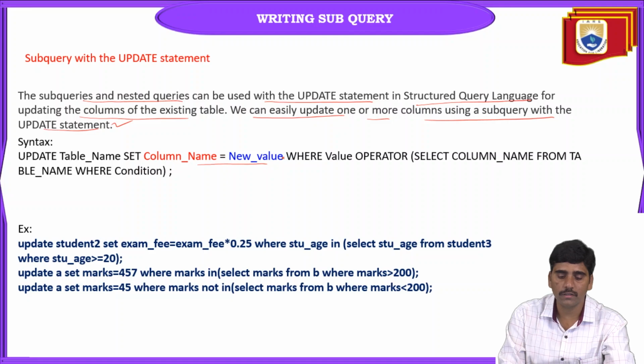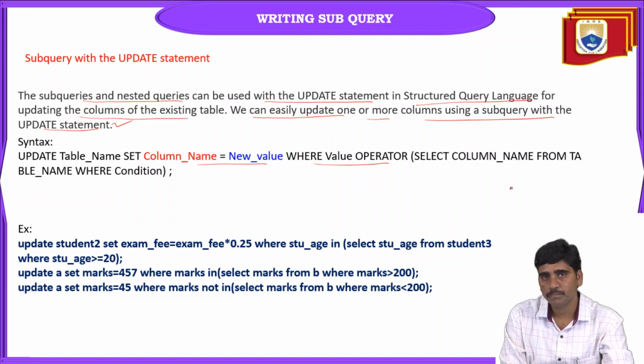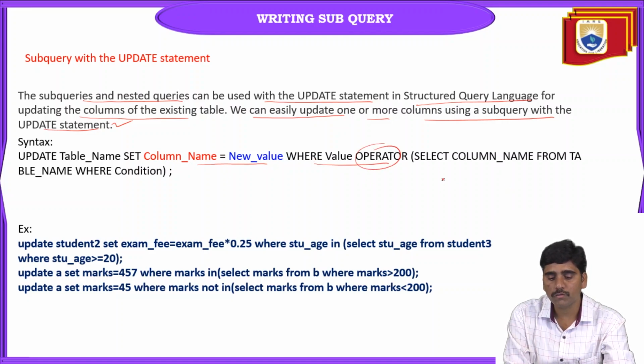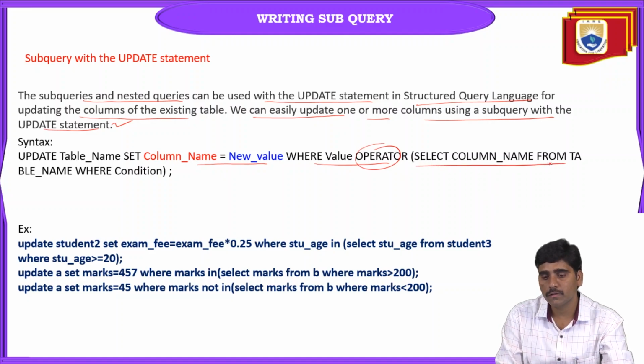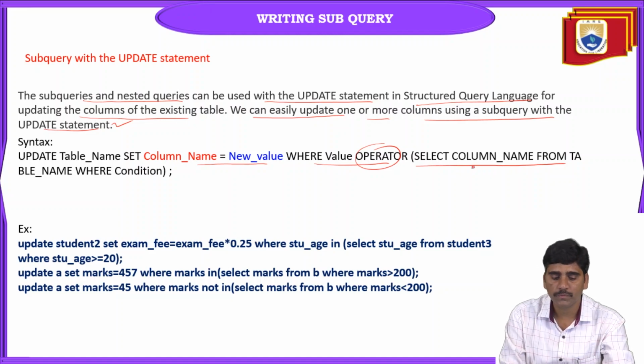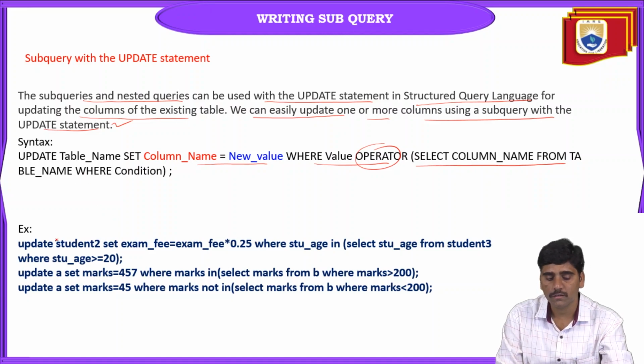So the syntax you can write here: update table name, set column name equals new value, where value operator. Here you need to write the operator, and the subquery you need to write here: select column name from table name where condition.